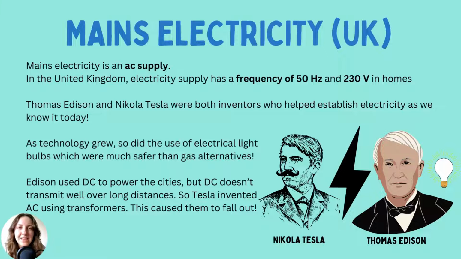You do need to know that mains electricity, the electricity that's supplied in your homes right now, is alternating current because it's more efficiently generated. It's also able to be transmitted across long distances. You need to know that the electricity that's supplied to your home is at a frequency of 50 hertz and 230 volts.